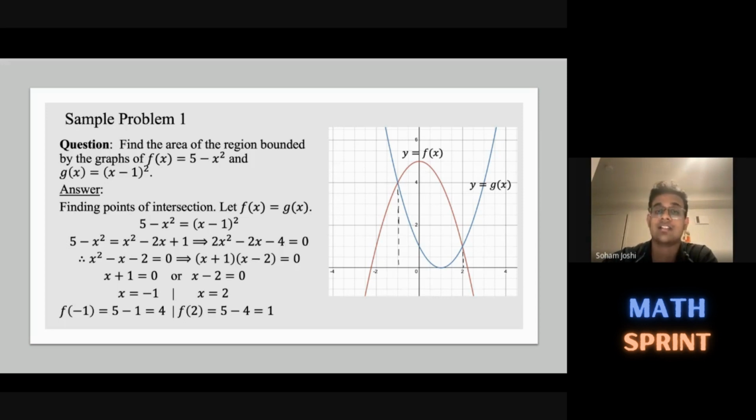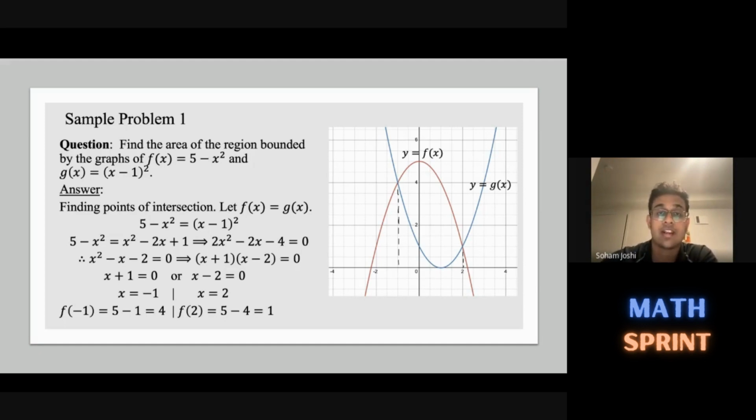The red curve has an equation y is equal to 5 minus x squared, and the blue curve has the equation y is equal to (x minus 1) squared. So first, if we want to create our integral, we need an interval with a lower limit and an upper limit. So in this problem, the lower and upper limits are the x values of the intercepts of the graphs. Those intercepts are like the corners of the bounded area, if you think about it. So let's find the points of intersection.